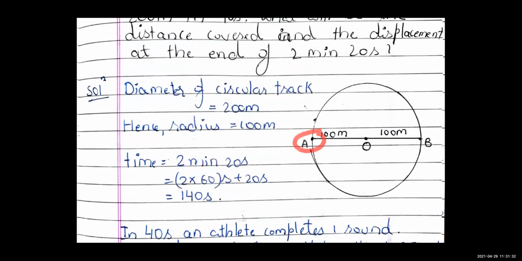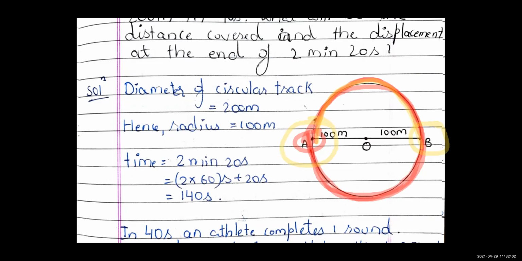Suppose the athlete starts from point A to B and back to A. One round. Then A to B and B to A. Second round. Then again A to B, B to A. Third round. Now half round more, 3.5. So A to B. This is the half round. So B is the final position of the athlete and A is the initial position of the athlete at the end of 2 minutes 20 seconds.